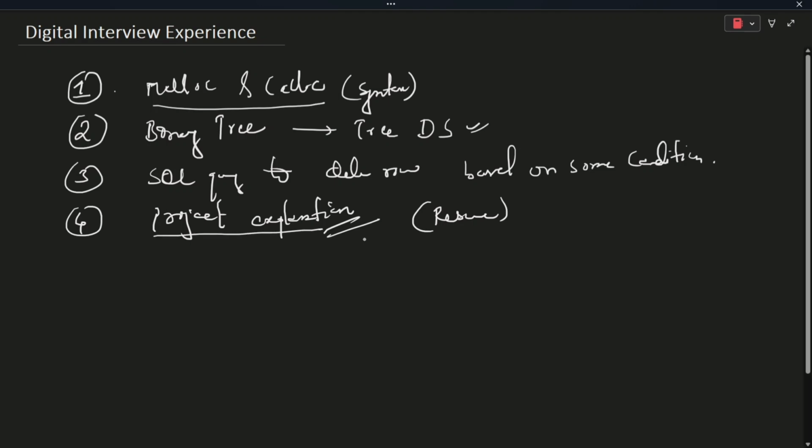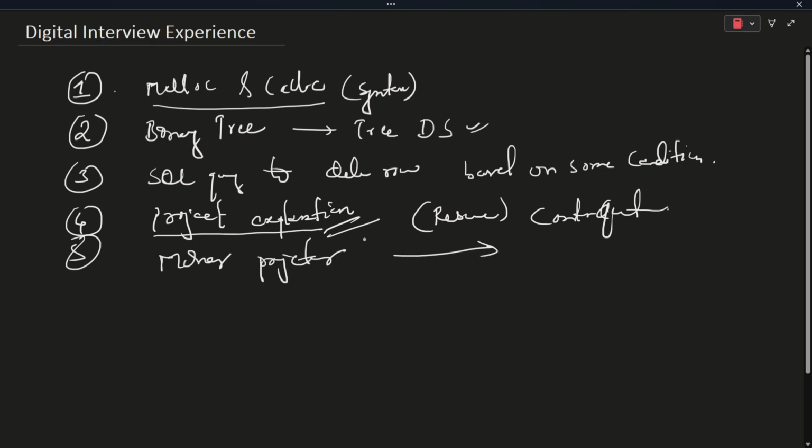They just wanted you to explain that project. They just wanted to know about that project, whether that project is relevant, suitable, or good or not. And based on that, they ask some counter questions. Okay, they also ask whether that candidate made any minor project or not, with counter questions on that. So these are the questions they are basically going to ask.